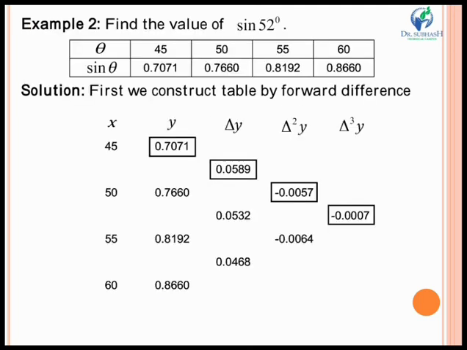Okay. Let us check one more example. Find the value of sine 52 degree. You have to find here the value of sine 52 degree. You are given the values of theta and you are given the values of sine theta. So first we construct the forward difference table, right? And see, 52 comes in the starting of the table. Okay, so here you are given that you have to find the value of sine 52 using Newton's forward formula.